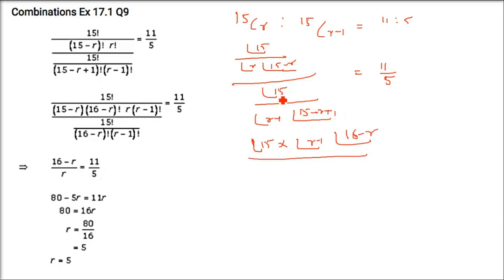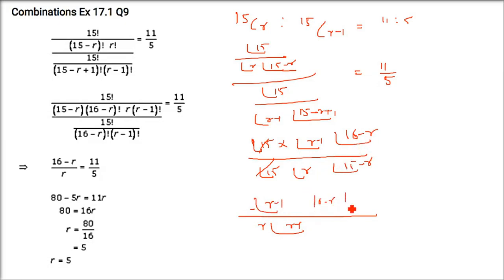And then you have this one, factorial r, factorial 15 minus r, and then factorial 15. So 15 factorial you can cancel. Now this r minus 1 and r, you can expand it. So r minus 1, and this will be factorial r minus 1. This 16 minus 1 will be 16 minus r, factorial 15 minus r.